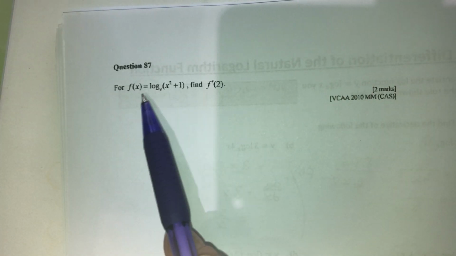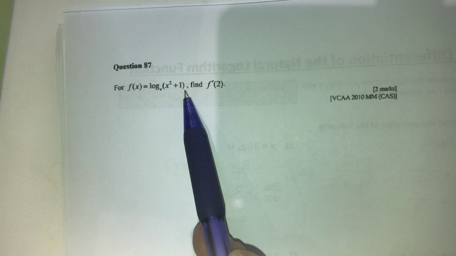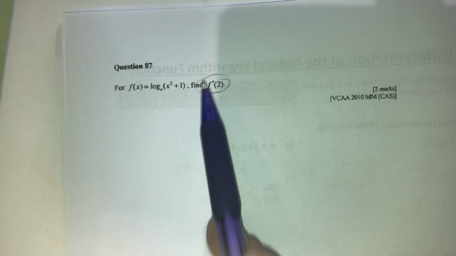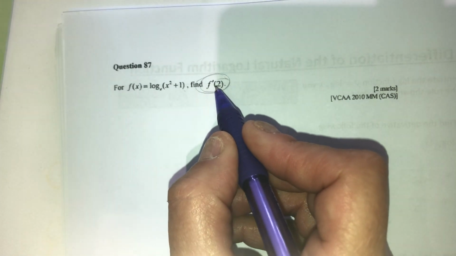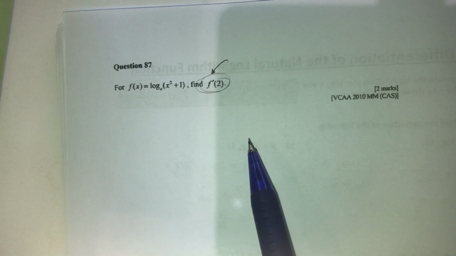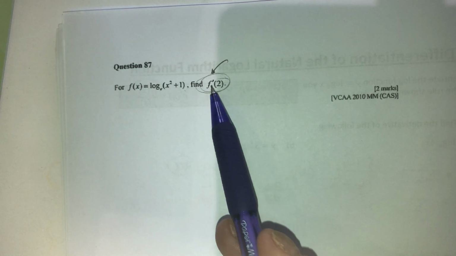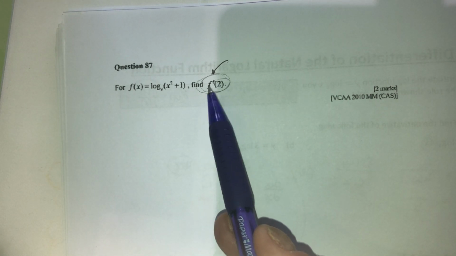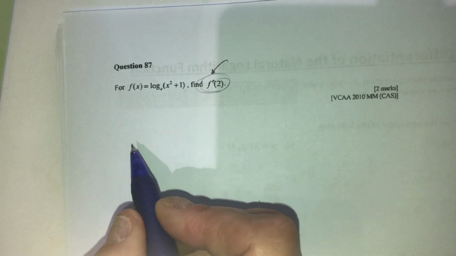All right, so turning the page, we are having a look at question 87. For f of x equals log e of x squared plus 1, find a value when it is differentiated. So this question doesn't say please differentiate and find when x equals 2. This question says differentiate by just putting f dash when x equals 2.